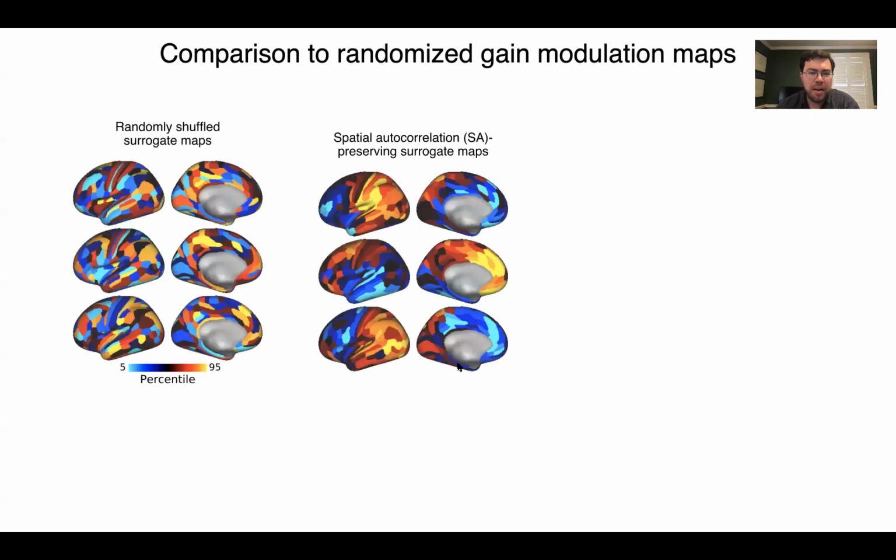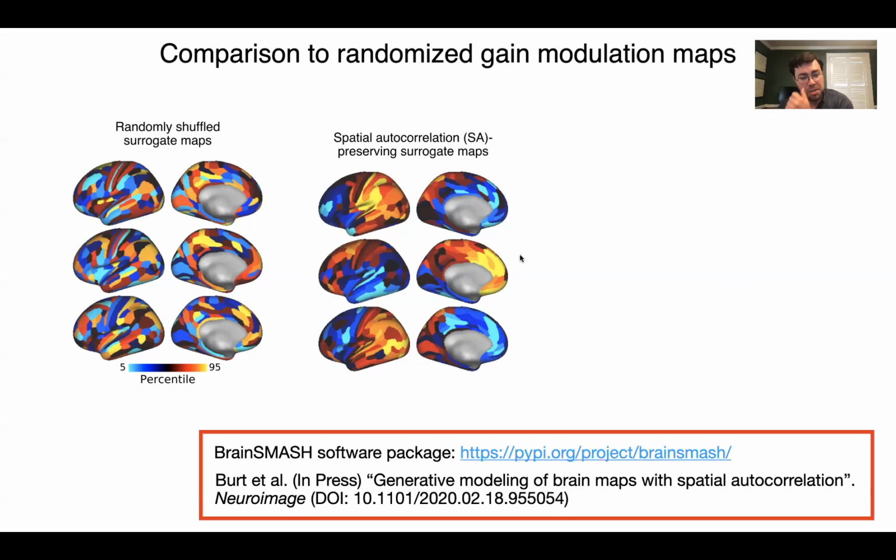We can compare that to randomized maps, and it's somewhat unfair to compare our HTR2A map to a randomly shuffled topography, which doesn't look like the smooth gradients that we observe in the gene expression maps. And so we developed another framework for developing spatial autocorrelation preserving surrogate maps, which I'll describe shortly. And these have randomized topographies, but preserve spatial autocorrelation.